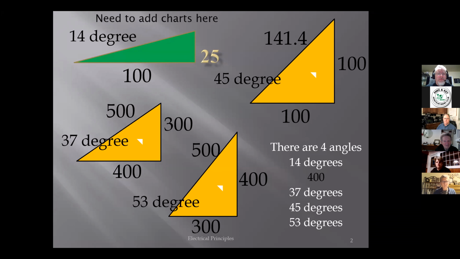This is the inductive slide, and the counterpart would be the one going down. That's 14 degrees. You've got 45 degrees, where 100 and 100 gives you 141 ohms of impedance. Then you've got the 37, which is a 3-4-5 triangle: 300 up, 400 horizontal, and 500 across the hypotenuse. And then the 53 degree triangle, which is 300, 400 up, and 500 across. Those are the four triangles you're going to see on the rectangular coordinates. Go to the next slide, Jim.